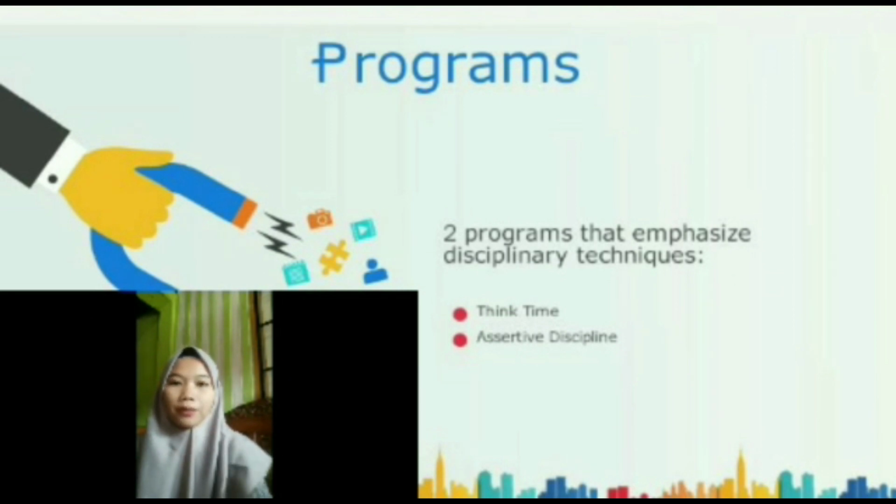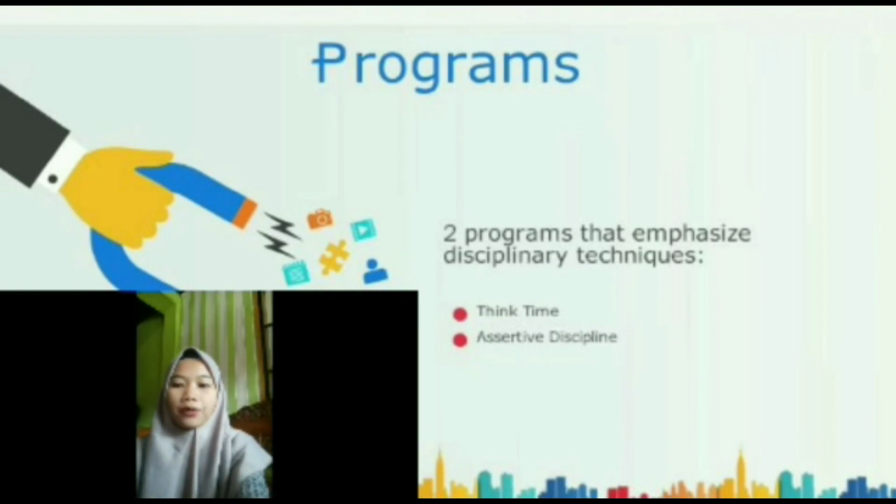I will explain part program. Program is the main activity that will be carried out to implement the learning strategies that have been set. In program, there are two disciplinary techniques, namely think time and assertive discipline. The first, think time.